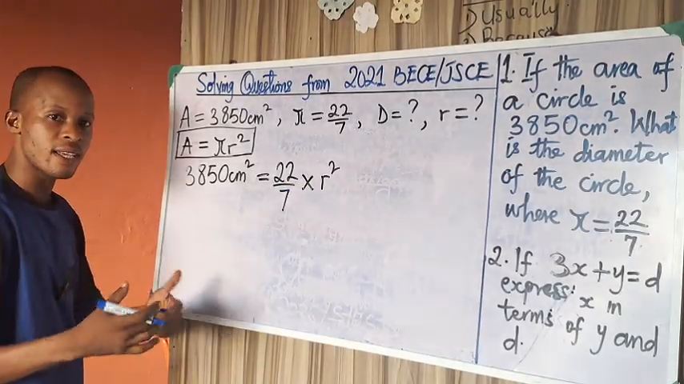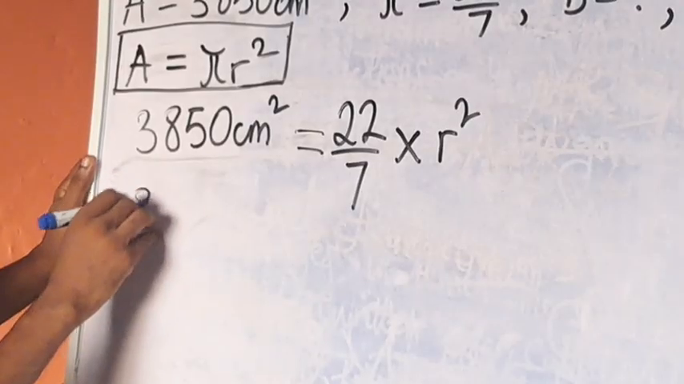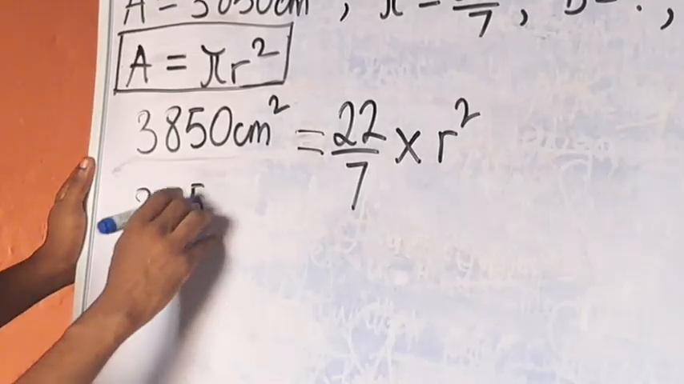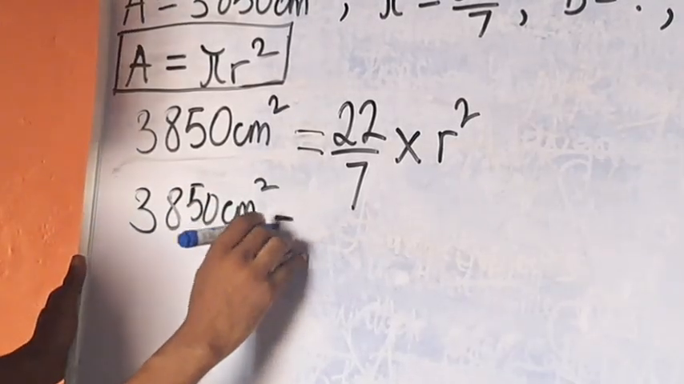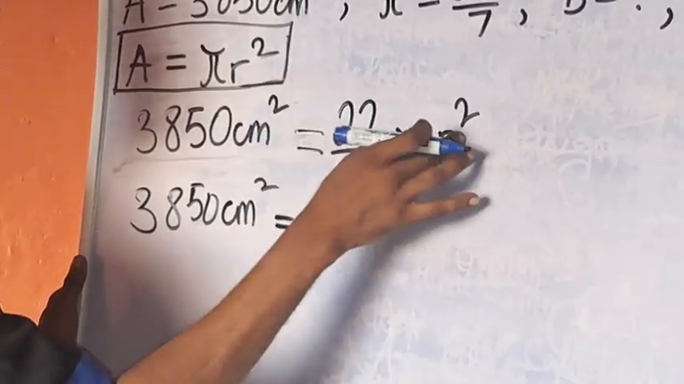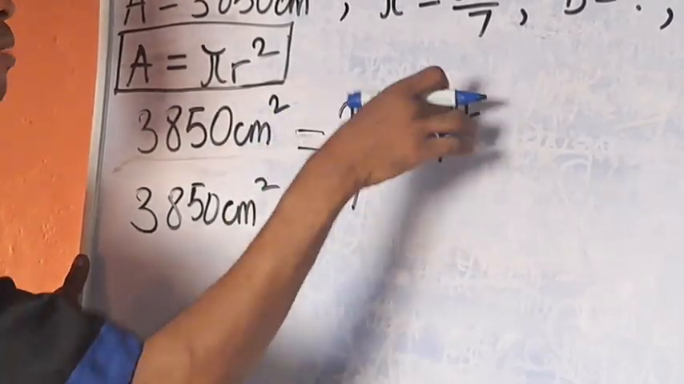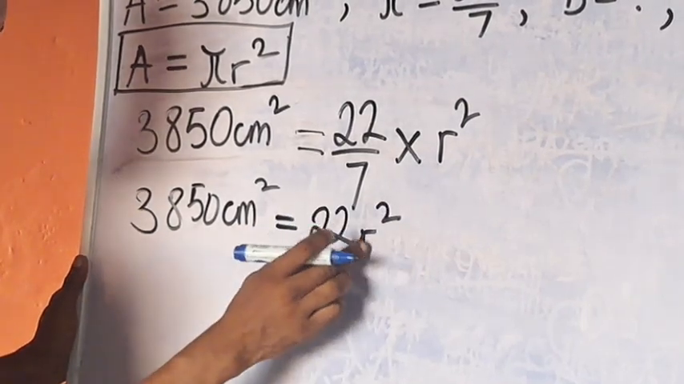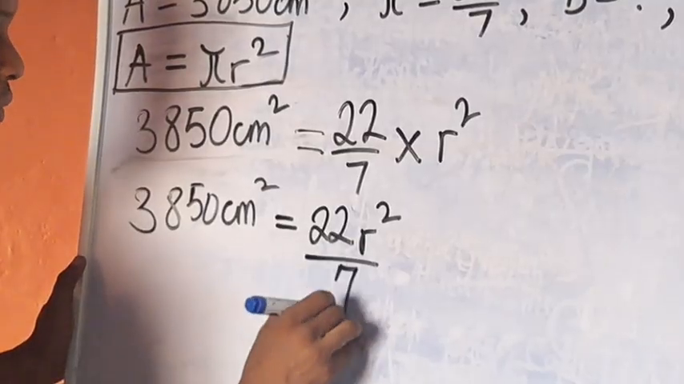Okay, so what next are we supposed to do? We are going to simply rewrite this side of the equation, 3,850 centimeters square equals to, we're going to multiply these values together. Of course, 22 multiplied by r squared will give us 22r squared. That is the radius value for the circle, over 7.